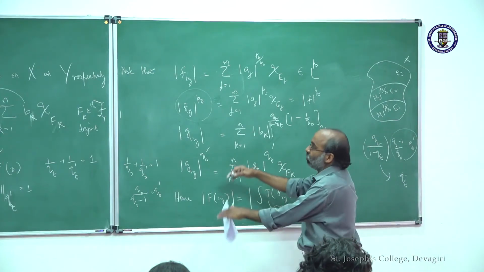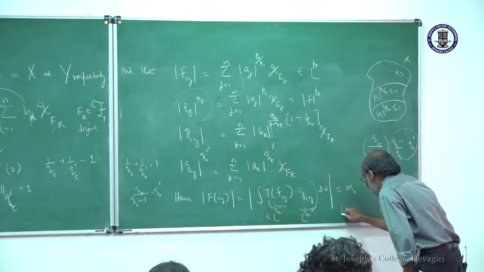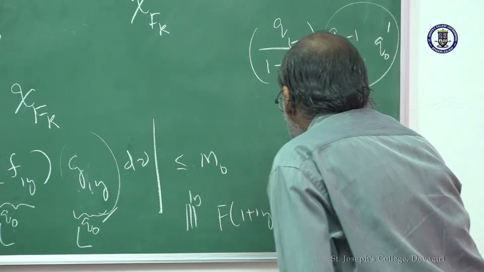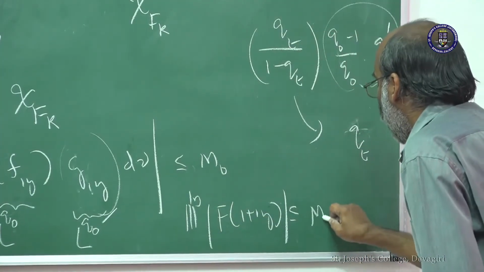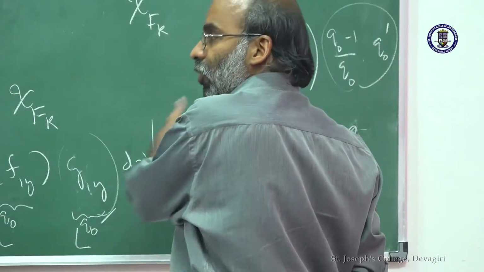And similarly, now you know what to do at the other end, do the same thing. F of 1 plus iy is less than or equal to M1. So if you use the same functions and do everything at the other end, you will get exactly that.